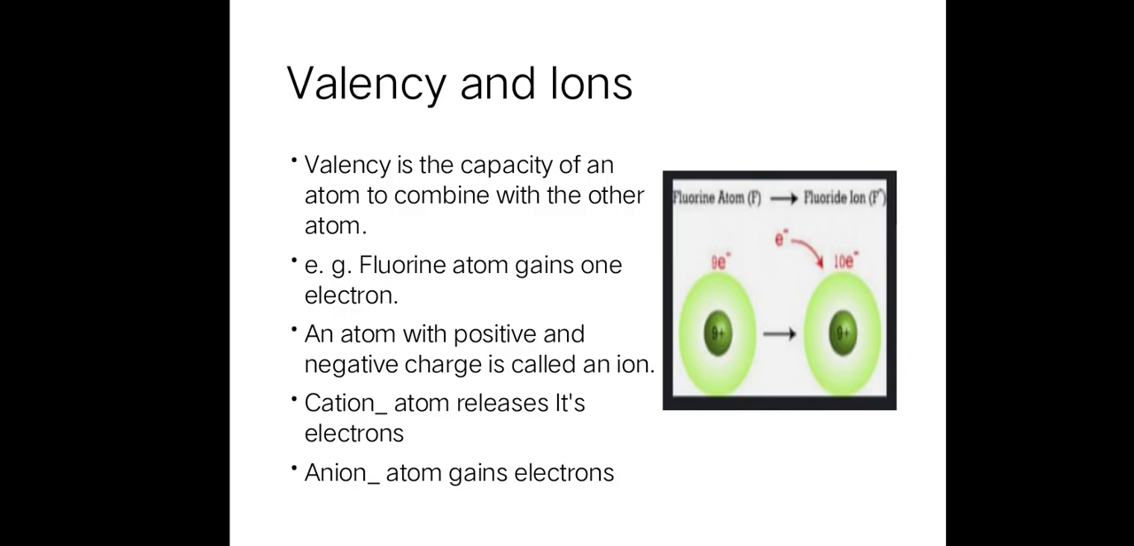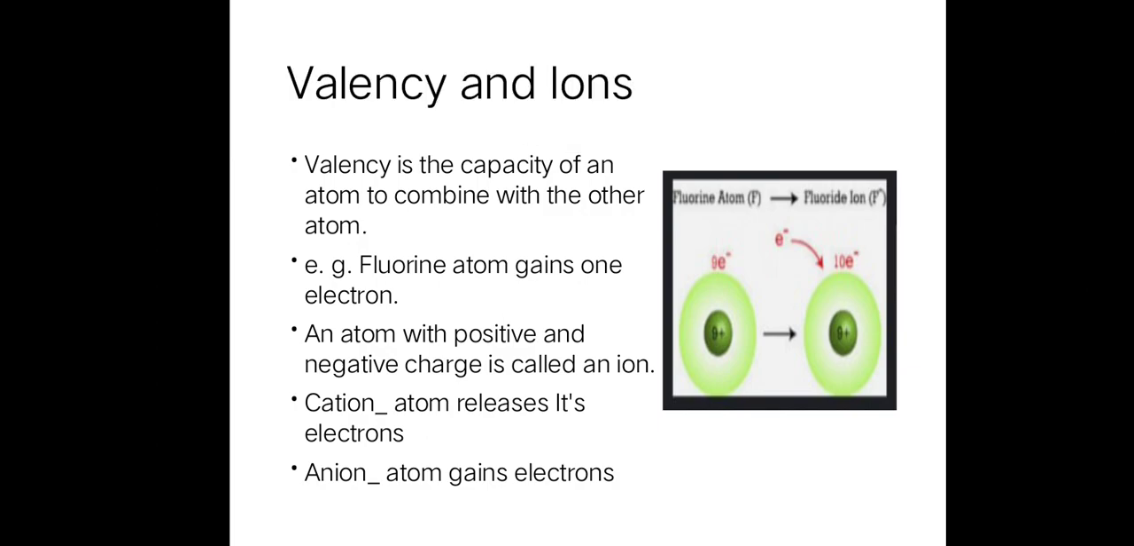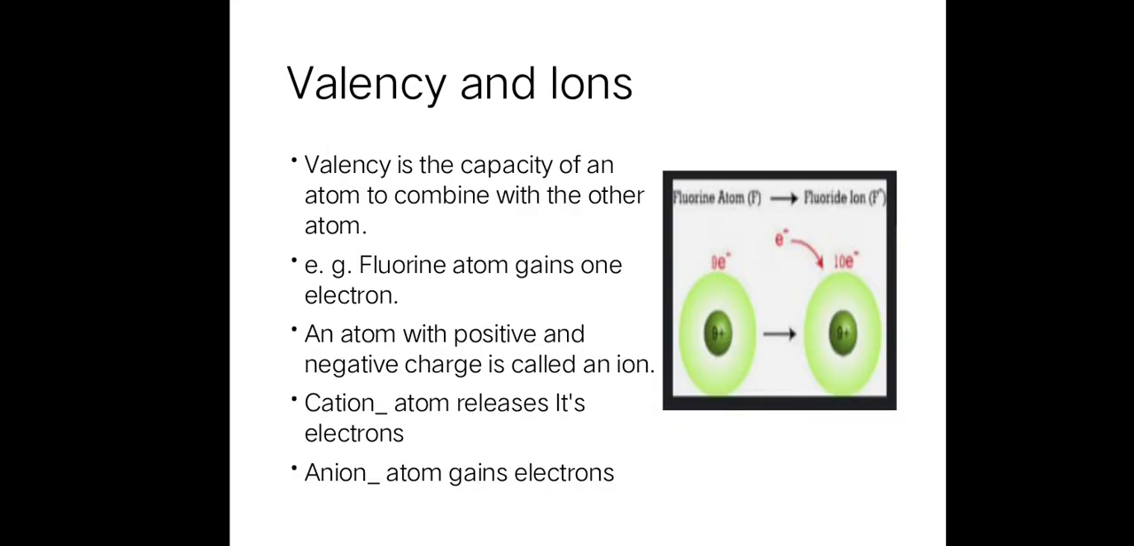An atom with positive or negative charge is called an ion. If an atom has a positive charge or a negative charge, then it is called an ion. Ion has 2 categories, cation and anion. Cation, as it is denoted from its name, has positive charge. When atoms release electrons, they become a cation. When atoms gain an electron, they are called anion.